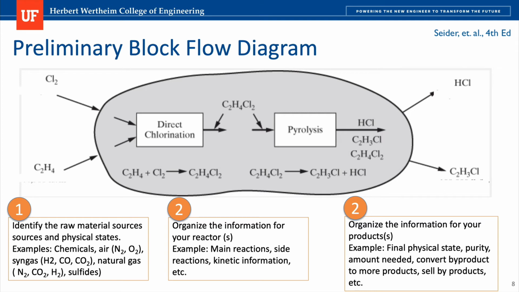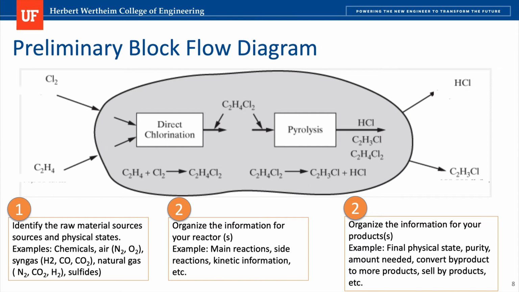You can also consider syngas, that is synthetic gas, or natural gas. All of them have different compositions of reactants or building blocks that you can use. Smaller molecules are considered to be building blocks, and you can find them in different ways. Then the second step is, again, organizing and having clarity in terms of the information for your reactor: main reactions, side reactions, kinetic information, etc.